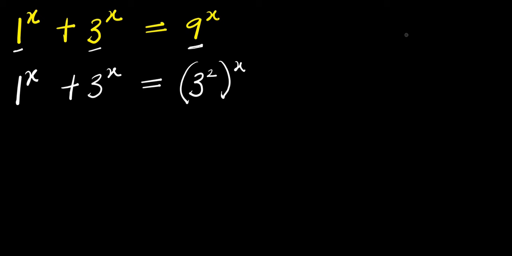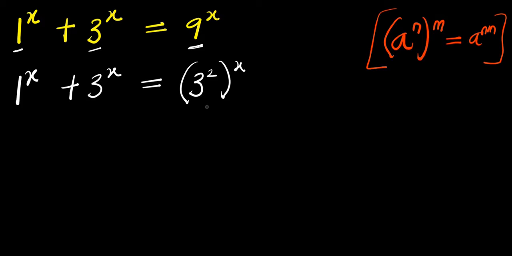Now, if you have a power n raised to the power of m, it equals a power n times m. So we apply this identity here. Now we are going to have 1 to the power of x plus 3 to the power of x equals 3 to the power of 2x.